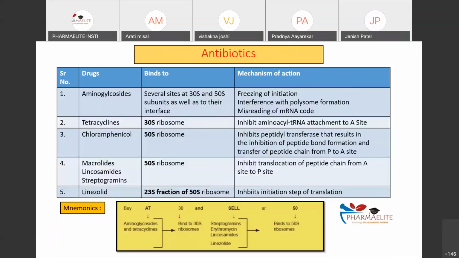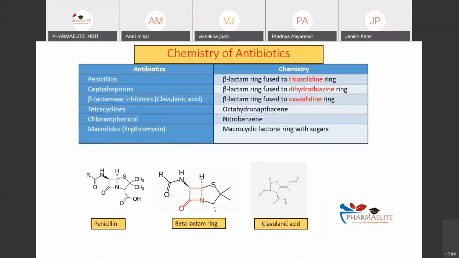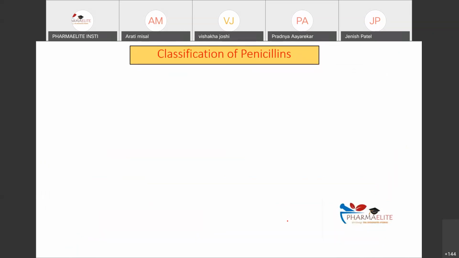Then it's antibiotics for different drugs, aminoglycosides, tetracyclines and all. Buy at 30 and sell at 50. 30 में खरीदो, 50 में sell कर दो. So 30 at में A stands for aminoglycosides, T stands for tetracyclines. They bind at 30S ribosomes. Sell में streptogramins, erythromycin, lincosamides, linezolids. Sell, यहाँ से आया. Sell at 50. मतलब वो सब 50S ribosome पे bind होते. That's how we make it easy IUPAC wise as well.